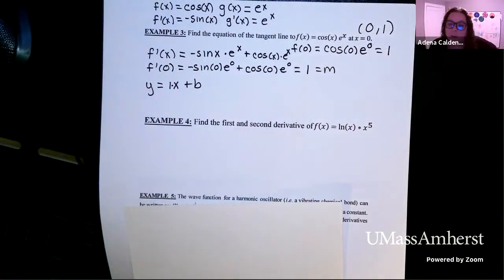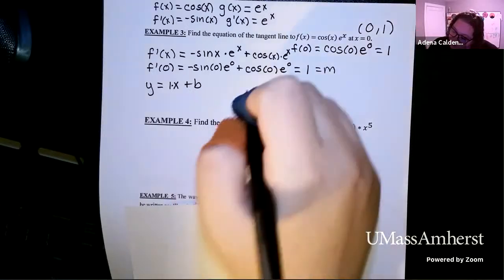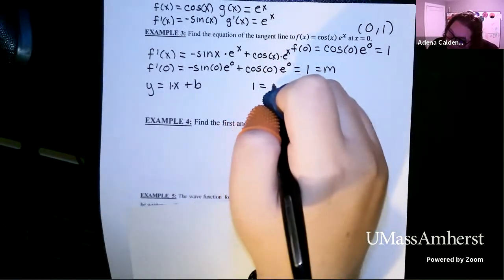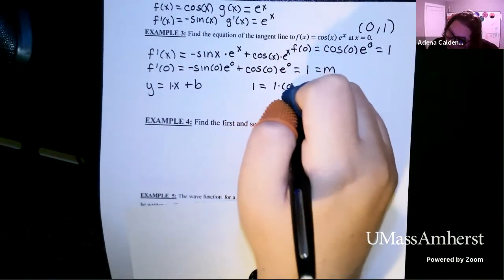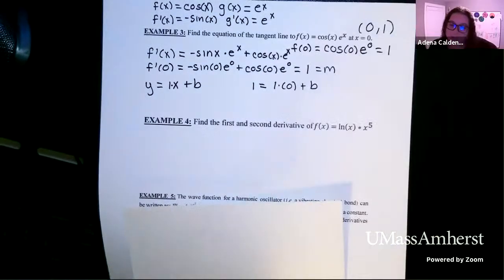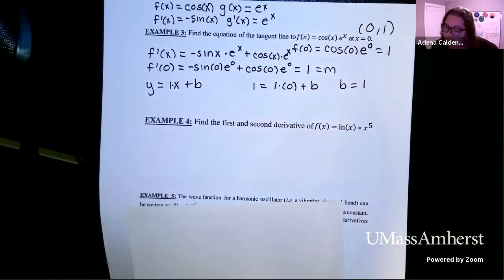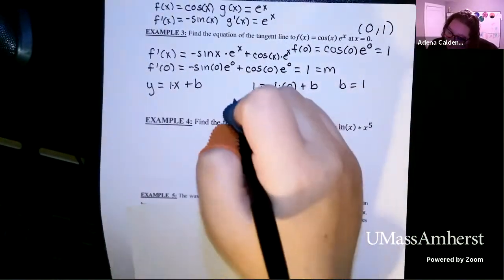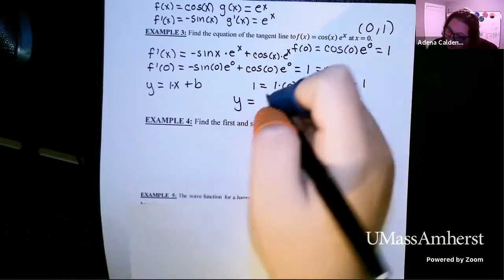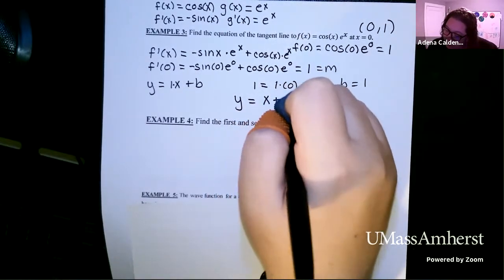Now we're going to plug in our point. When x is 0, y is 1. So we have 1 equals 1 times 0 plus b. 1 times 0 is 0. So that tells me that b equals 1. So my final equation is y equals x plus 1.